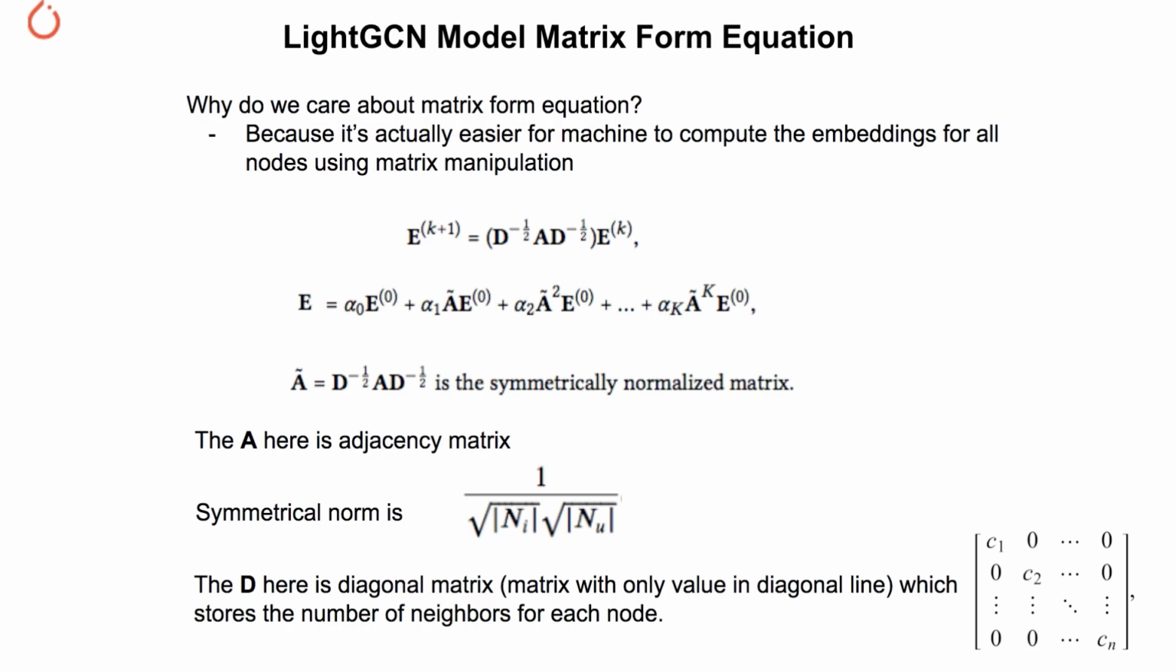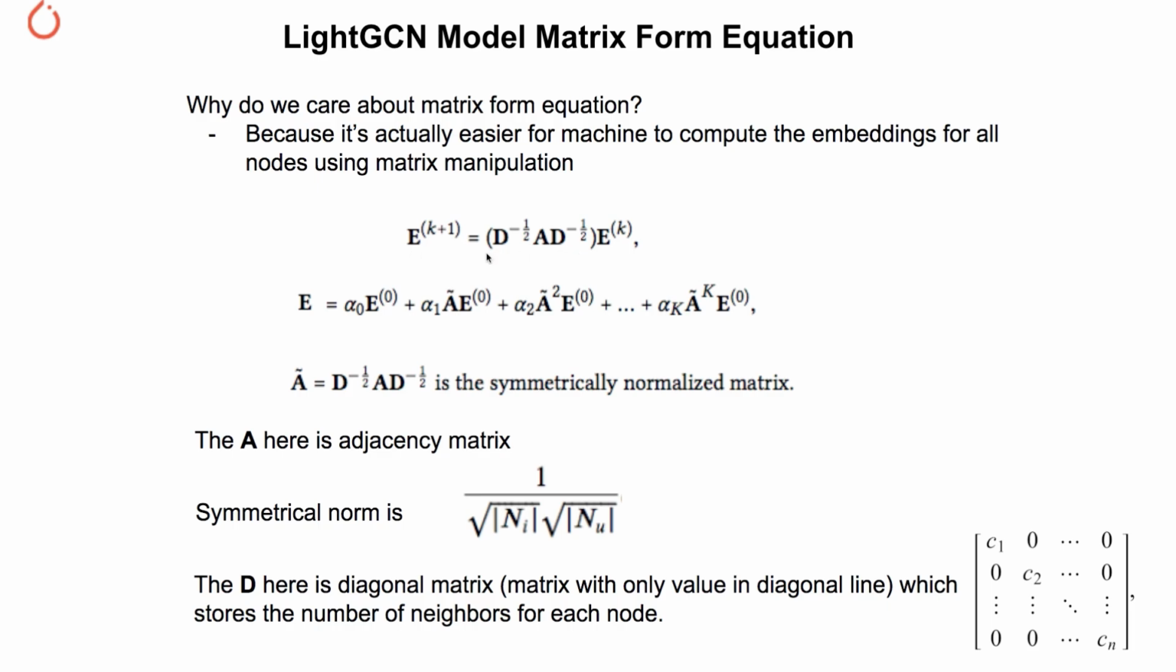because for a machine to compute all the deep learning, it's easier to use matrix manipulation, and that's why there's this matrix form equation as well. That is actually what, under the hood, the code is implementing. So let's look at it.